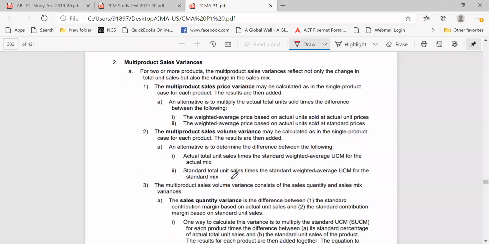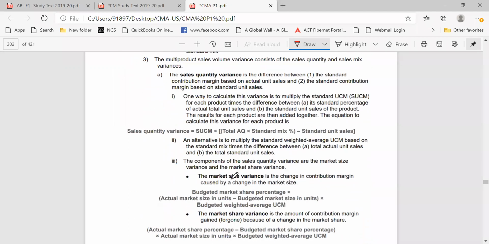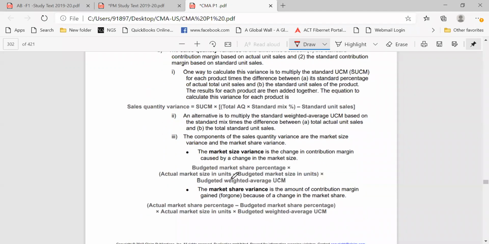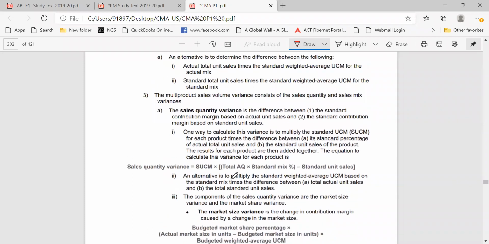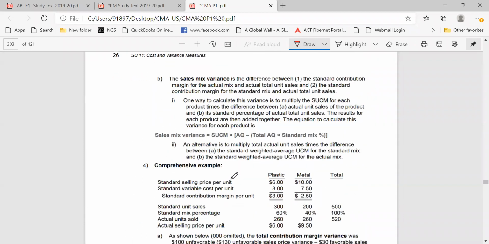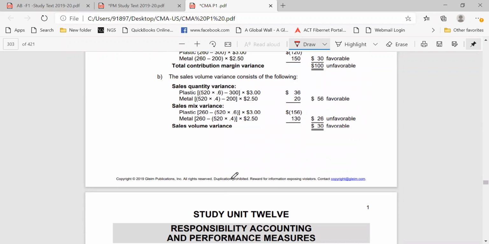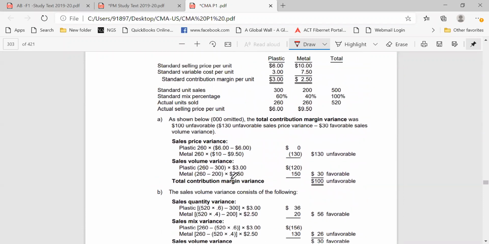Now, multi-product sales price variance, multi-product sales volume variance. For this, we will be taking the weighted average here also and doing it the same way we did it with material mix and material yield variance. We have to do it with sales mix variance and sales yield variance. The same we have to do, sorry, sales mix and sales yield variance, we have to do it. All right, I hope you guys are getting clarity out here.